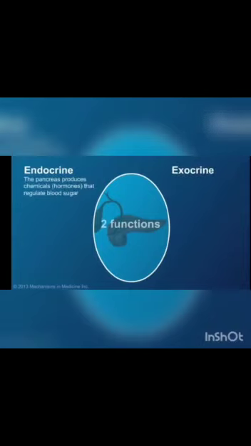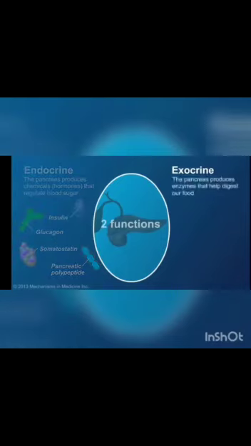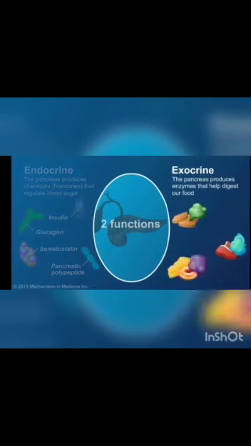The endocrine function is to produce chemicals or hormones that regulate blood sugar, such as insulin. The exocrine function is to produce enzymes that help to digest the food. Pancreatic amylase breaks down carbohydrate and starch into glucose. Proteases break down protein into amino acids. Lipase breaks down fat.